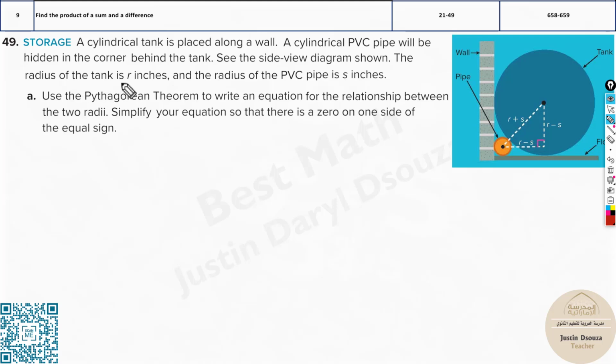The radius of the tank is r inches. This is r. The radius over here is r. And the radius of the PVC pipe is given as s. Smaller is s and the bigger one is r.